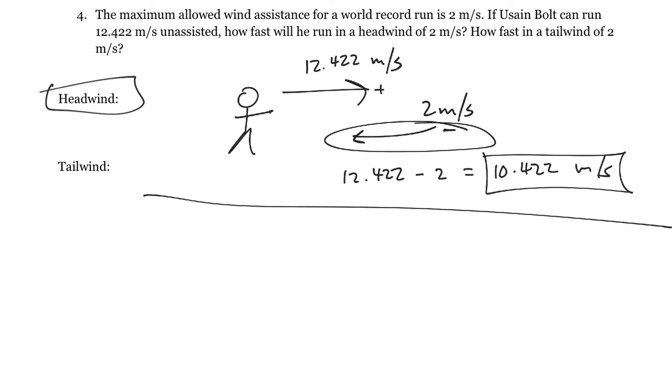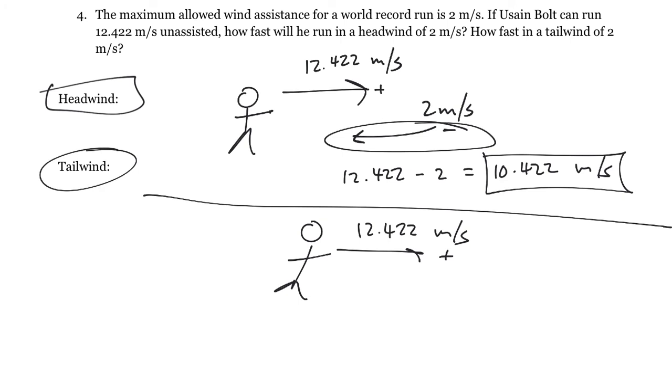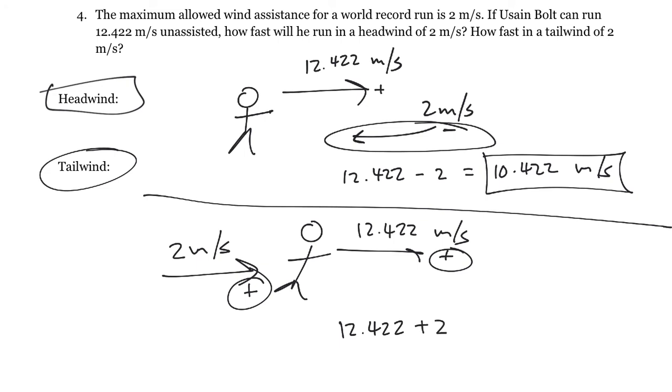But if we do a tailwind, on the other hand, here's Usain running 12.422 meters per second to the right, which we'll make positive. And the wind is a tailwind. Tailwind means it's pushing with him. Okay, it's pushing on his tail. And it's going 2 meters per second. Now those are both going in the positive direction. The wind is helping him. It's going to help him go faster. So we take and we add those two together. 12.422 plus 2 equals 14.422 meters per second.